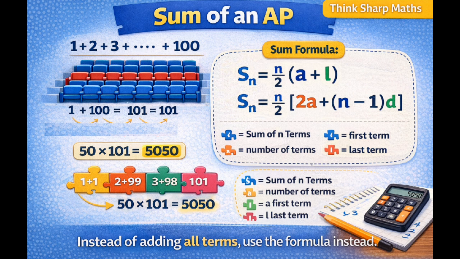Now here, students, the idea of the formula for the sum of an AP is first term plus last term, into the total number of terms divided by 2. Here 100 is the number of terms, so 100 by 2, that is 50. Correct? So 50 into first term plus last term. That's why our sum formula will become n by 2 into a plus l. And in place of l, you can write a plus n minus 1 d. So it will become n by 2 into 2a plus n minus 1 d.